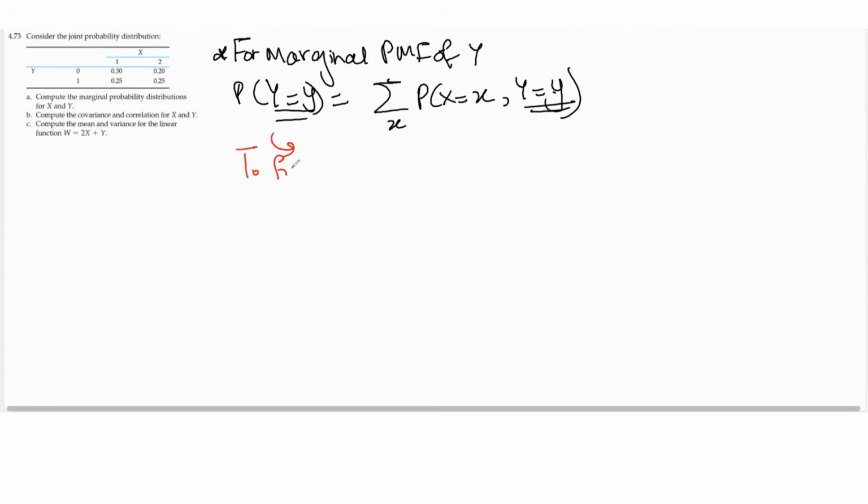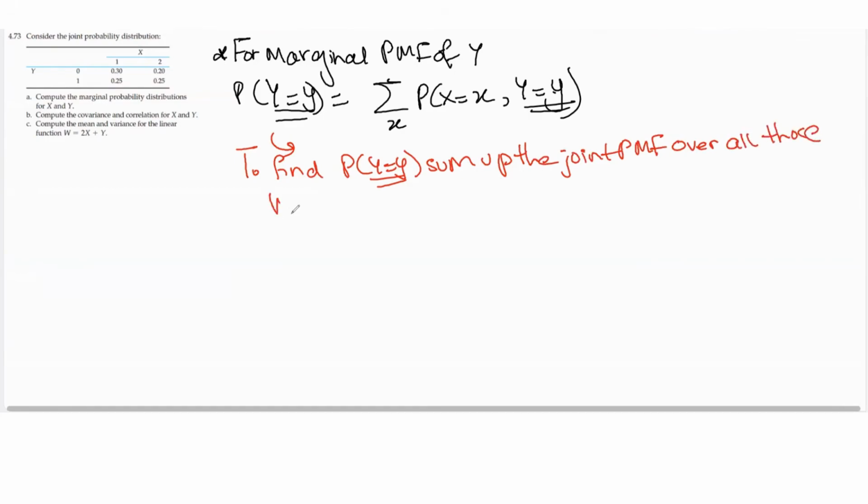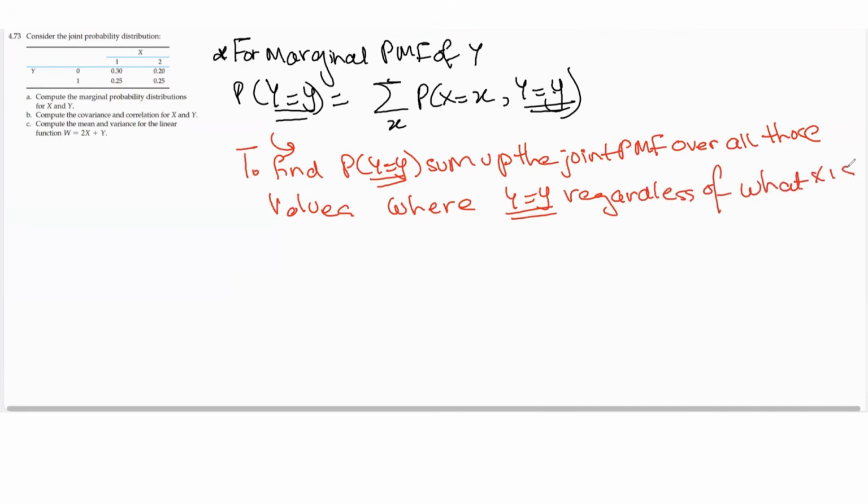So to find the probability Y is y, sum up the joint PMF. This is what this says in words: sum up the joint PMF over all those values where Y is y, regardless of what x is. We're summing up over all possible values where capital X is small x, regardless of what x is. So if you want to find the probability Y is y, just sum the joint PMF for all those possible values where Y is y regardless of what x is.